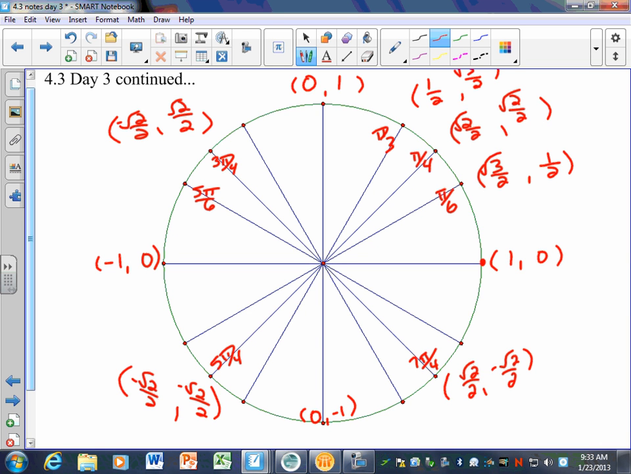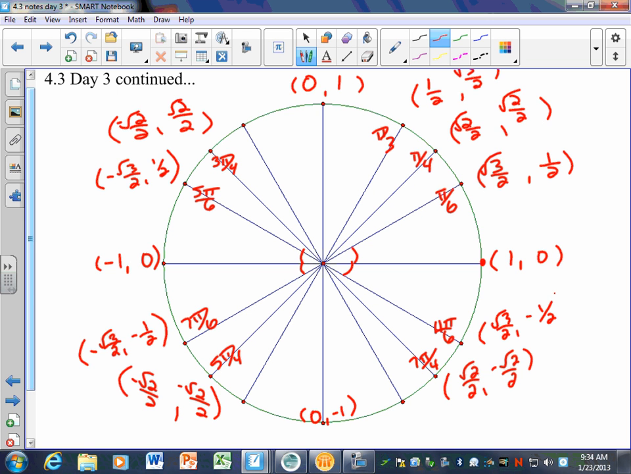All the ones that are one away, like this distance, which means the one right down here, that's 7 pi over 6, and the one right over here, which is 11 pi over 6. It's also going to be square root of 3 over 2, 1/2, and then you just change the sign. So here I'm going to have negative square root of 3 over 2, 1/2. And down here I'm going to have negative square root of 3 over 2, negative 1/2. And over here I'm going to have square root of 3 over 2, negative 1/2.